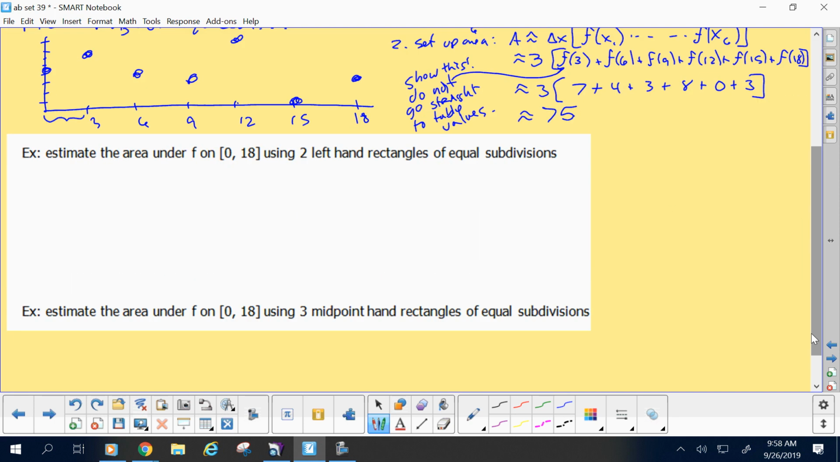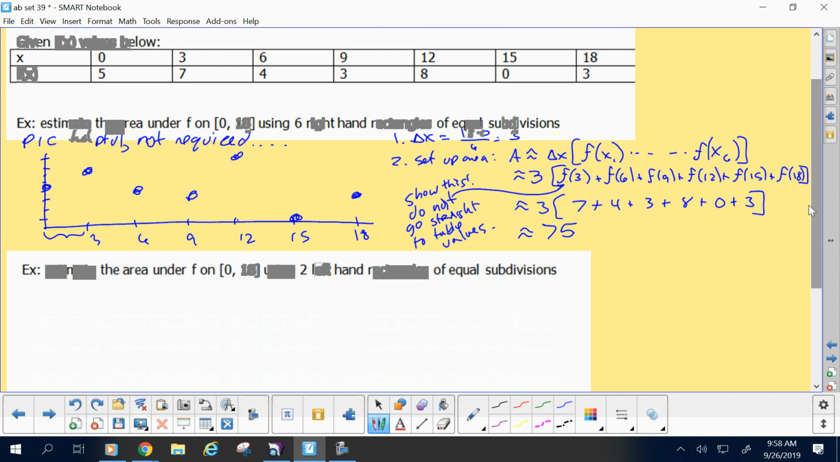The area using 2 left-hand rectangles. Let's see how you're doing. Would you give this a go, please?